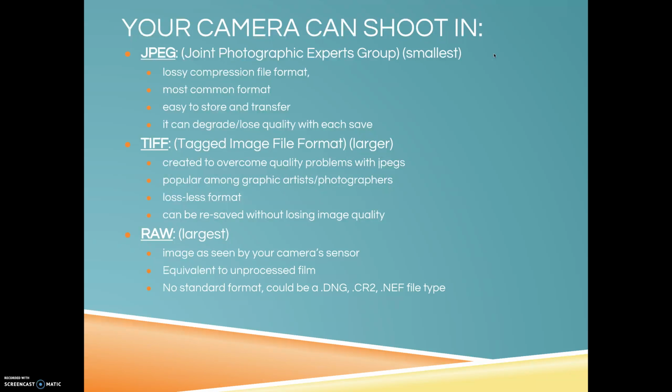RAW files don't have a standard format. They're actually different based on camera models. So Canons, which is what you guys are shooting in, will save as a CR2 file type. Nikons will save .nef. And you do have to have special software programs to be able to open RAW files.